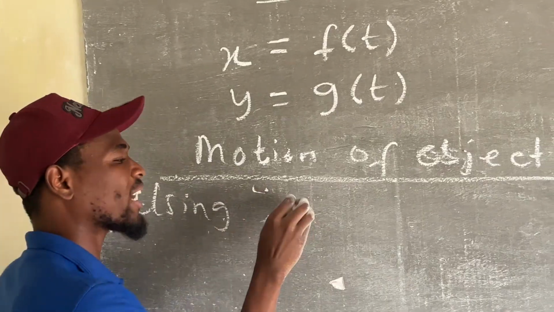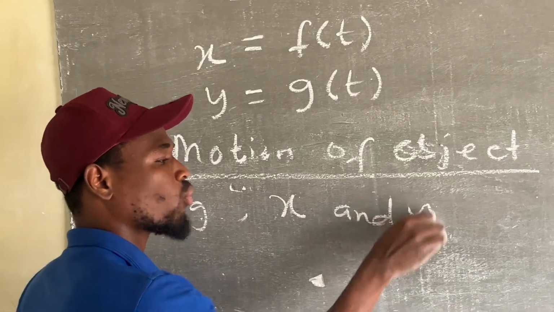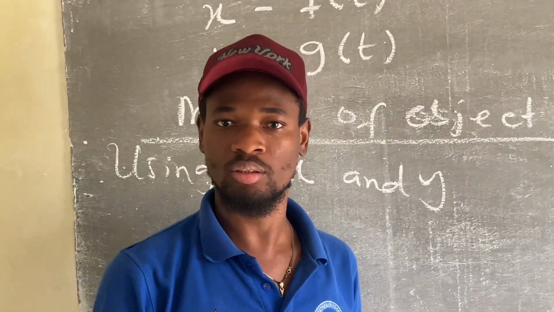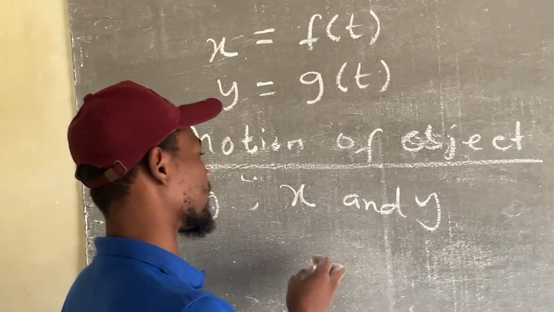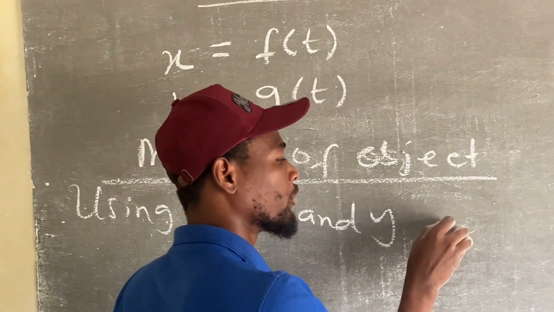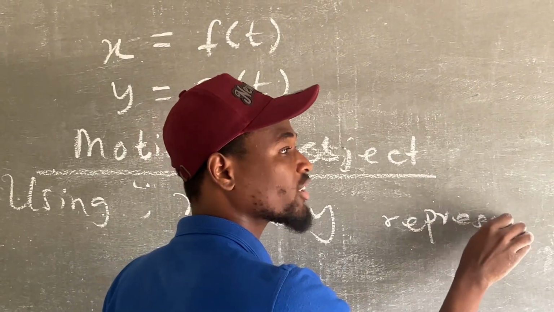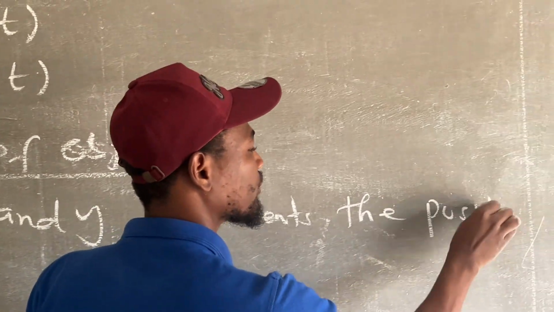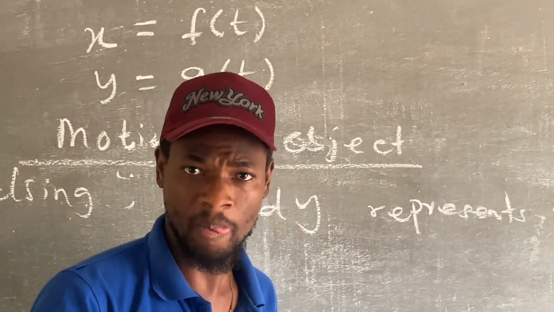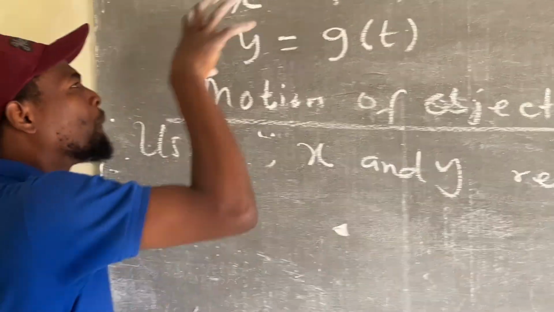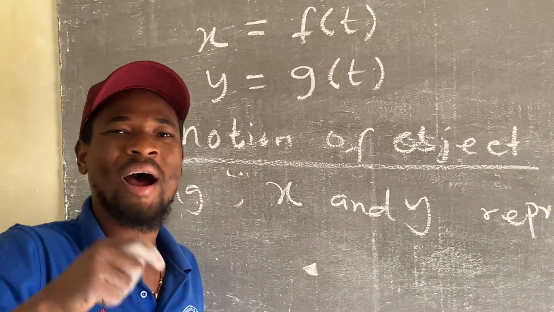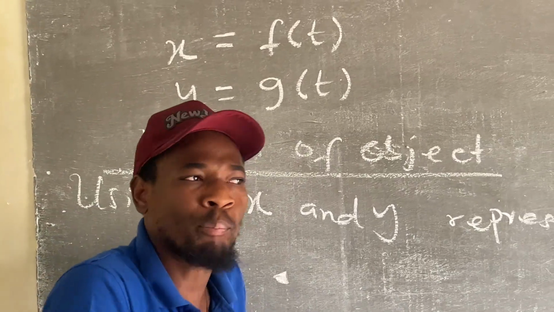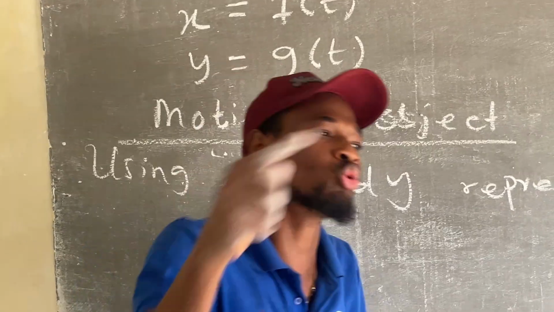usually we know that x and y help us to understand the position of a body. So this represents the position of a body, right? Good. And now, parametric equation helps us to understand it even better, in the sense that it helps you to understand the position of that body with respect to time.